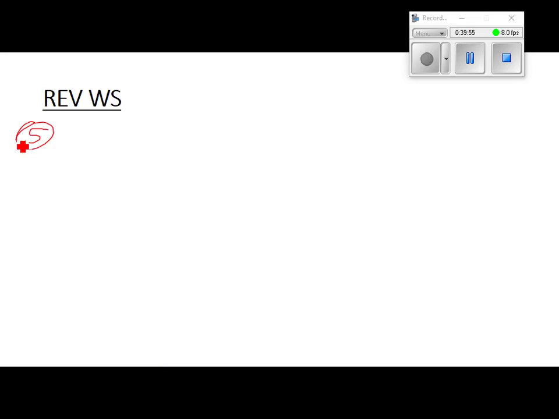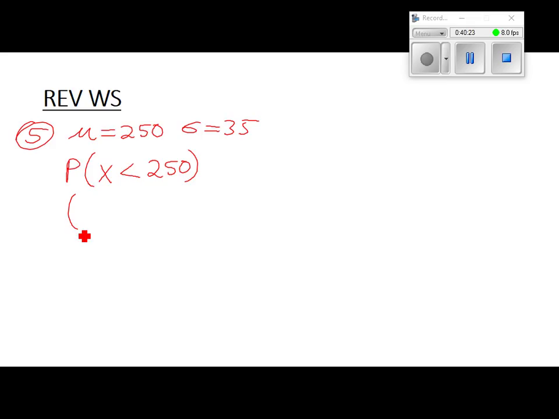Number 5. Monthly bills, mean is 250. Standard deviation is 35. Find the probability that a utility bill is less than $250. So we want the probability that the utility bill is less than $250. We're going to do the same thing, except this time we're using raw scores, not z-scores. So what else do we have to punch in? Got to punch in our low, our high. What else?